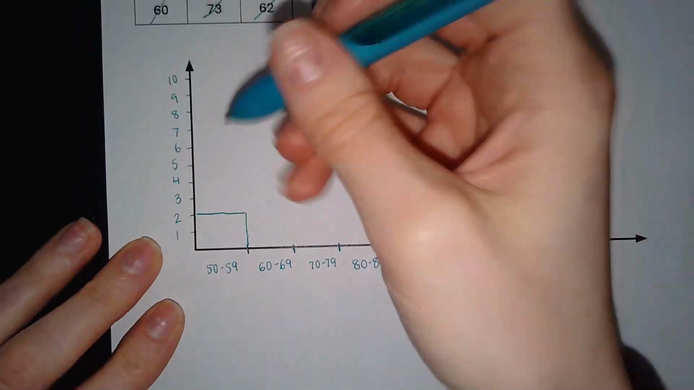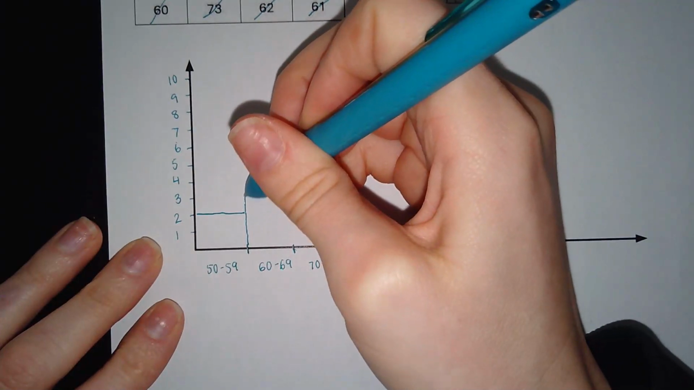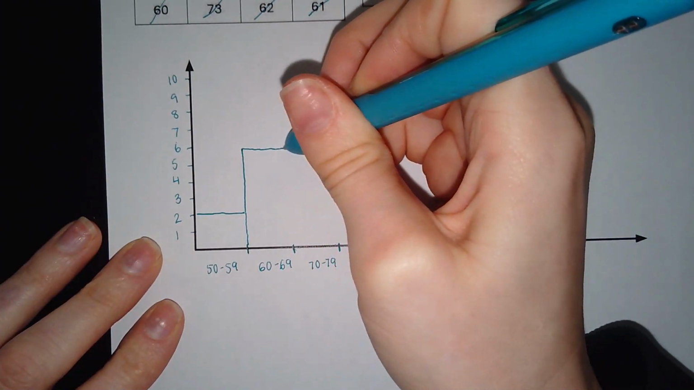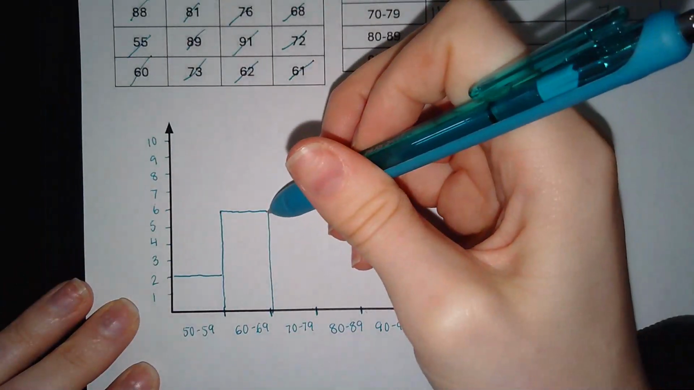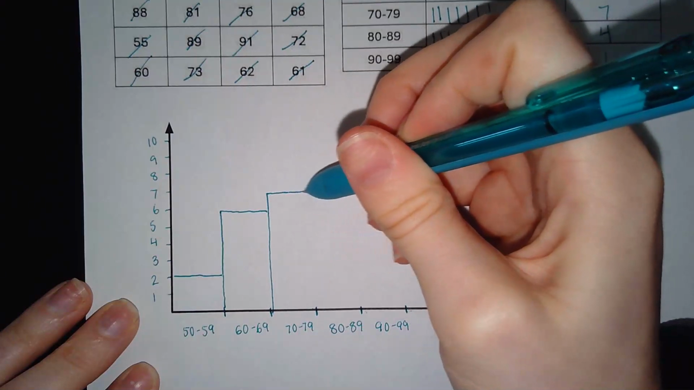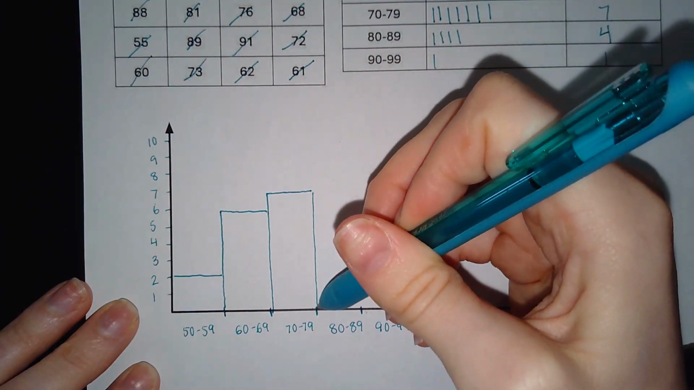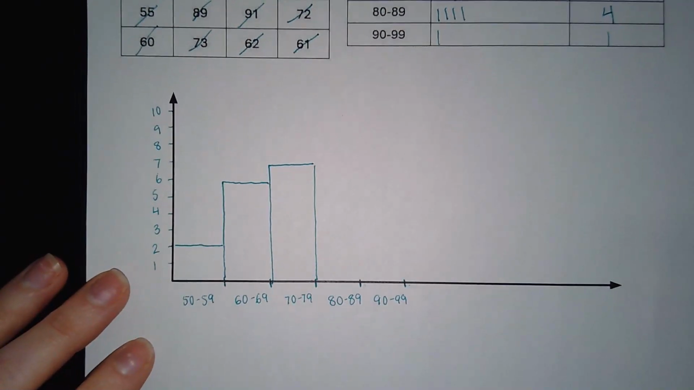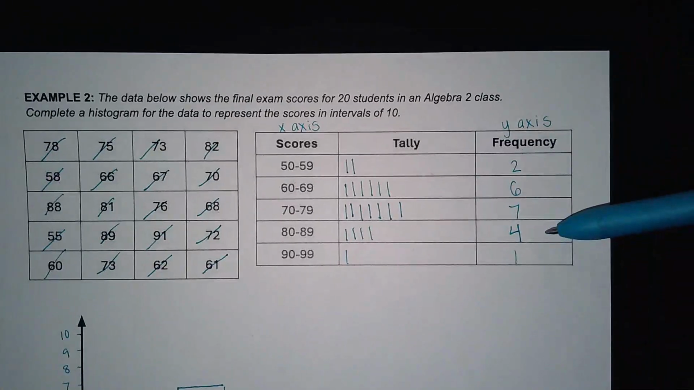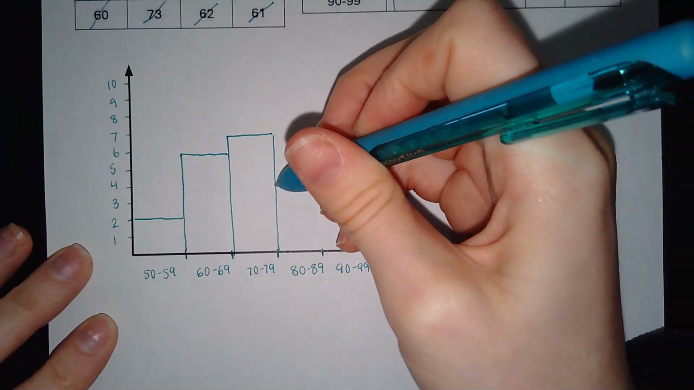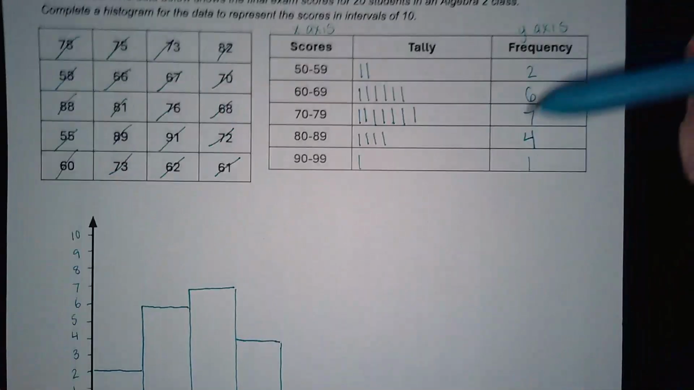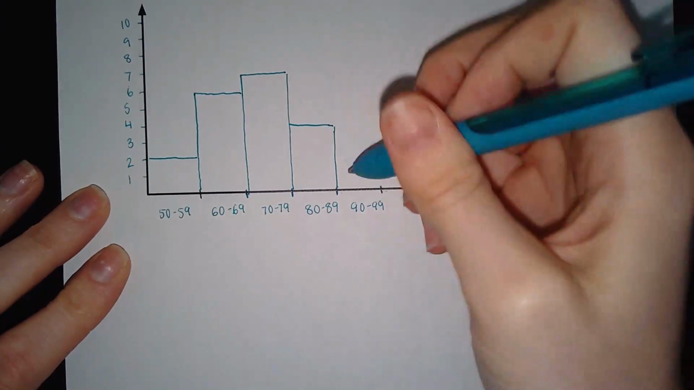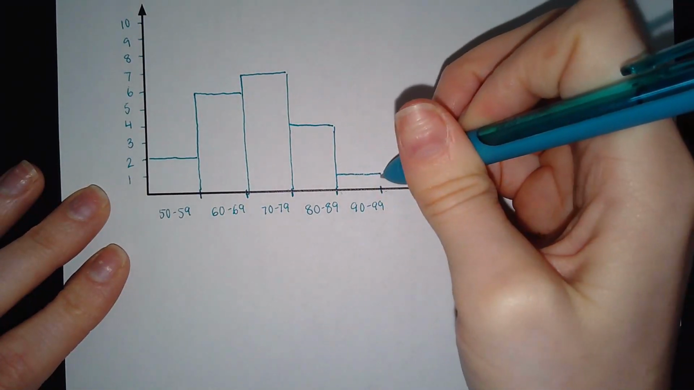60 to 69 was 6, so I'm going to extend this up to 6 and across and down. 70 to 79 was a height of 7, so again I'm going to extend this one up and over and down. Notice how my bars are connected. 80 to 89 was a frequency of 4, so I'm going to connect right to that next bar. And then 90 to 99 was a height of 1, so I'm going to go to a frequency of 1, connect, and down.